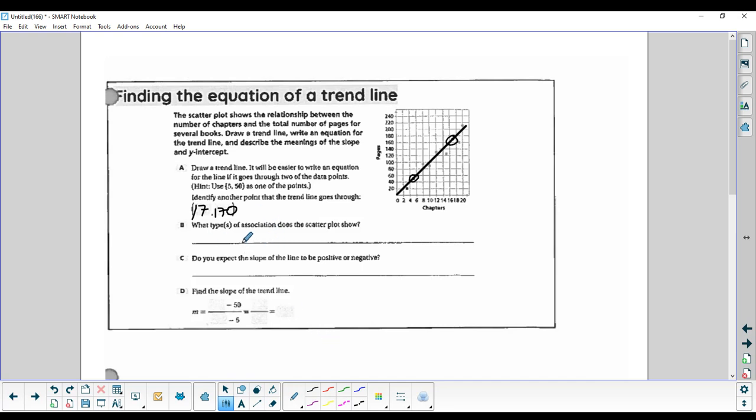to write an actual equation of my trend line. So this graph is linear, and it also looks like it's positive, and I'd say pretty strong because the points are close to the trend line. So the slope of my line, since it is linear, will likely be positive.